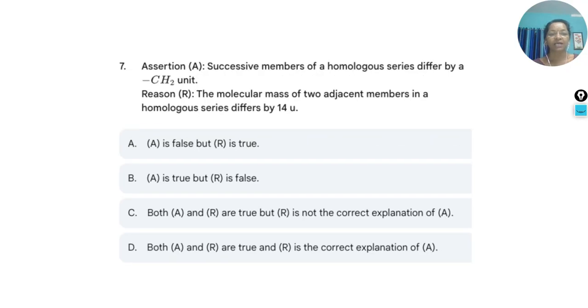Next, the assertion: successive members of a homologous series differ by a CH2 unit. Correct, isn't it? Because the molecular mass of two adjacent members in a homologous series differs by 14 u. If you calculate the mass of CH2, it is 14 u. So we can opt for both A and R are true and R is the correct explanation of A. Option D.